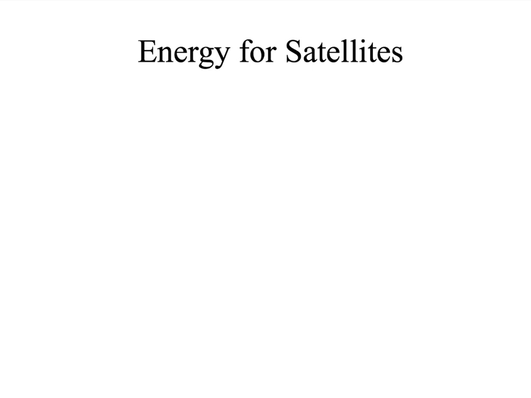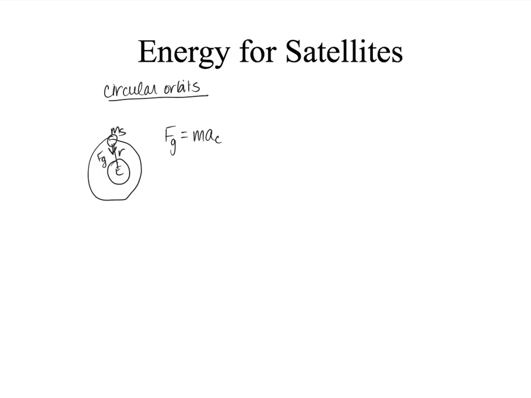Now, a special case is if we have circular orbits. If we have a circular orbit, so here we have the Earth, and then we have a satellite that's orbiting, and let's pretend it's a circular orbit, the distance of r. We could say that the force of gravity is going to act as a centripetal force. So when we do Newton's second law, F equals ma, we'd put in the force of gravity, and then that's equal to the mass of the satellite times its acceleration.